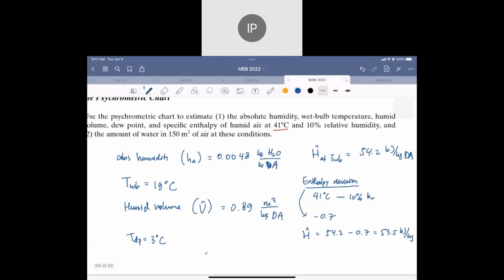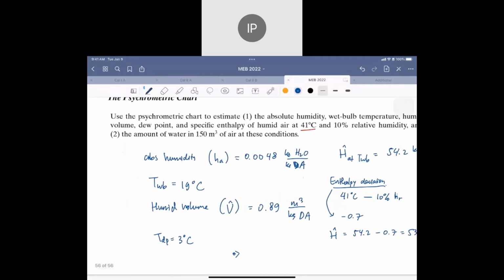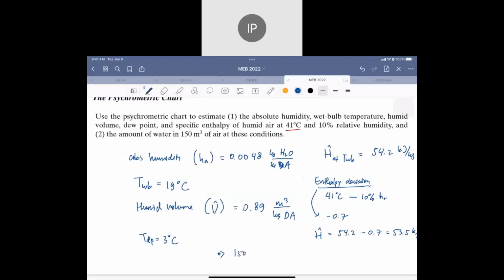And the second question is the amount of water. So 150 meter cube, divide by the volume, and multiply with the moisture, which is 0.0048. This is the A. So you could see that this is equal to 0.803 kilogram of water.